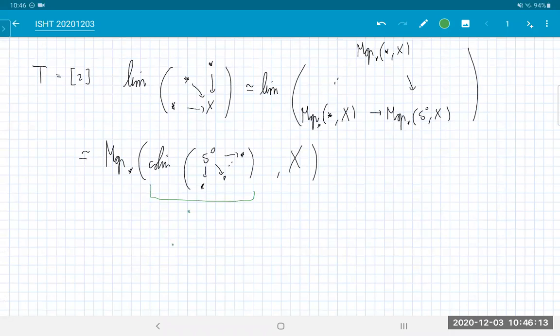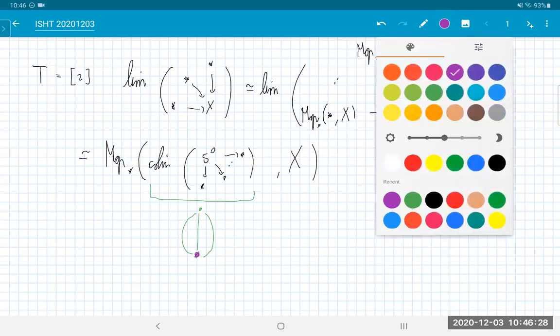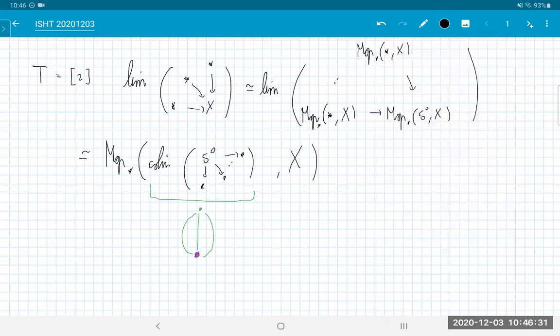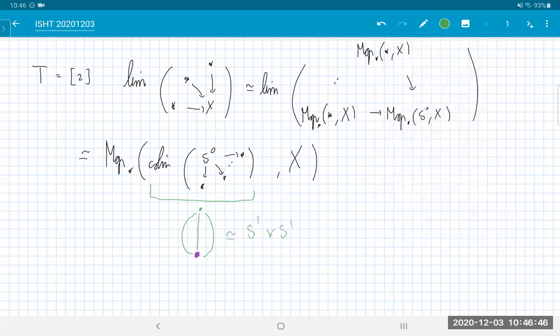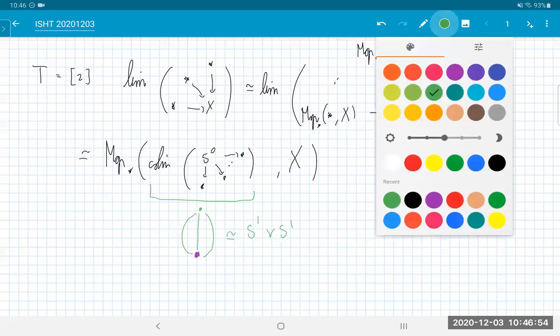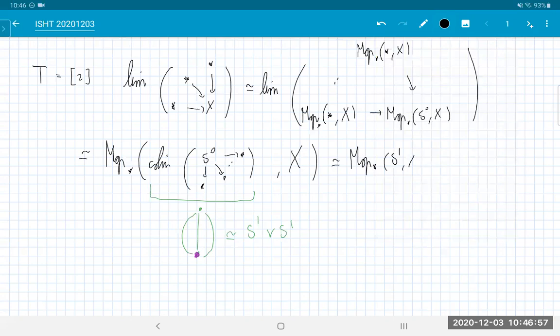This is just two points with, in this case, three arrows like this, and let me say marked with a base point, say downstairs. You can do the same argument that we did last semester to describe the homotopy pushout, for example. And you get this, and this is equivalent to S^1 wedge S^1, just by collapsing the middle element. And so this is just maps S^1 to X times maps S^1 to X. That's omega X times omega X, as we wanted.